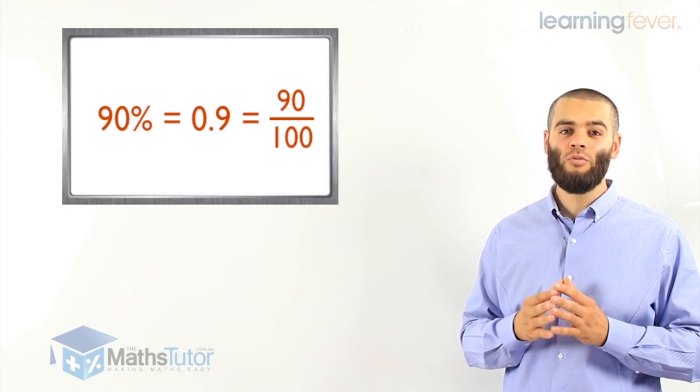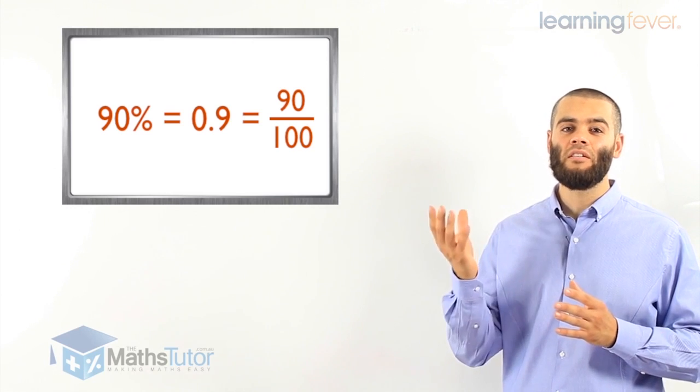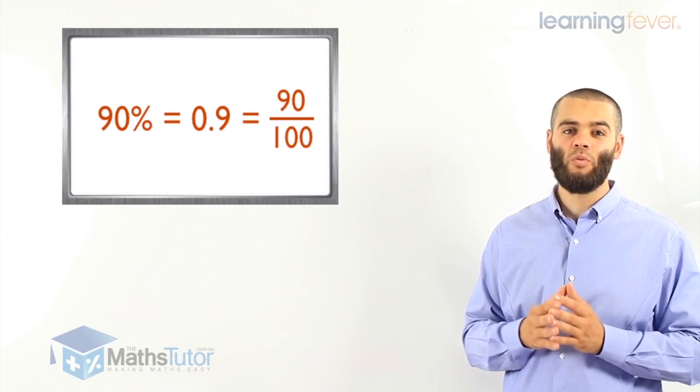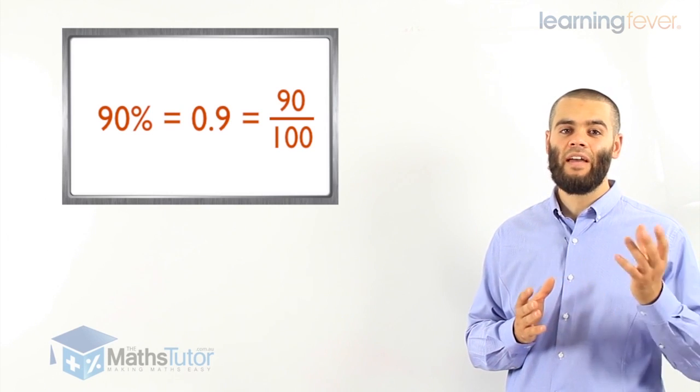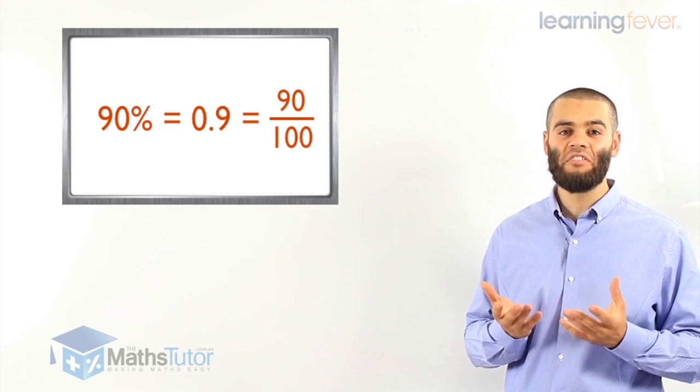We write a value in mathematics. It can be written in percent form, in decimal form, in fraction form, and you can convert between percentages and decimals, percentages and fractions, and vice versa.